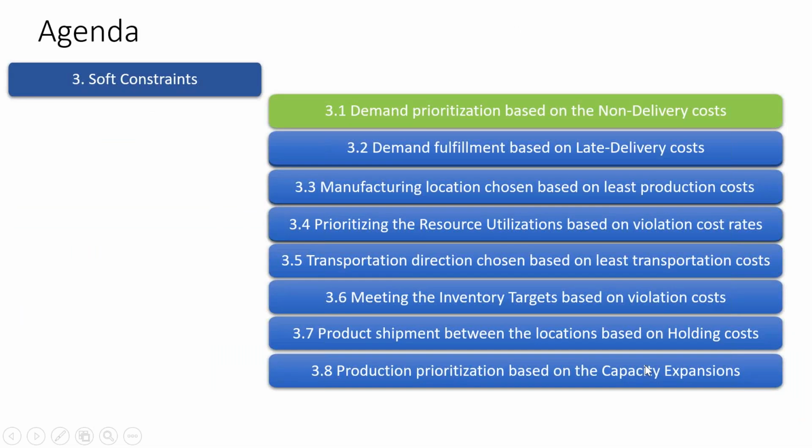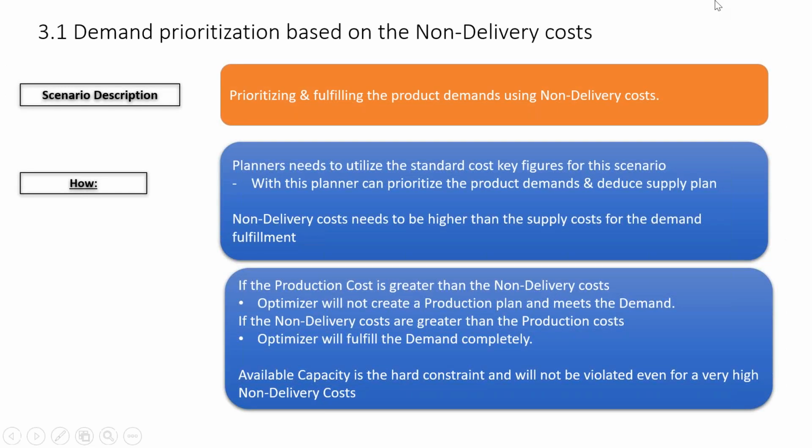Okay, guys. So next are the soft constraints that we have. Some 8 scenarios I have mentioned, so let's see them one by one. First is demand prioritization based on the non-delivery cost. I'll beautify the slide further, add more content, take off the irrelevant content, and then send you the updated slide so that you guys can read it.